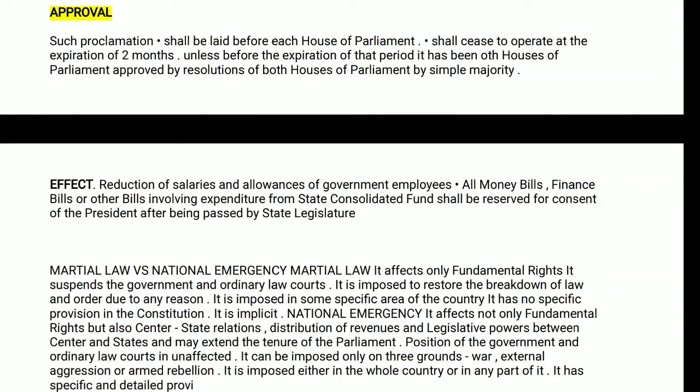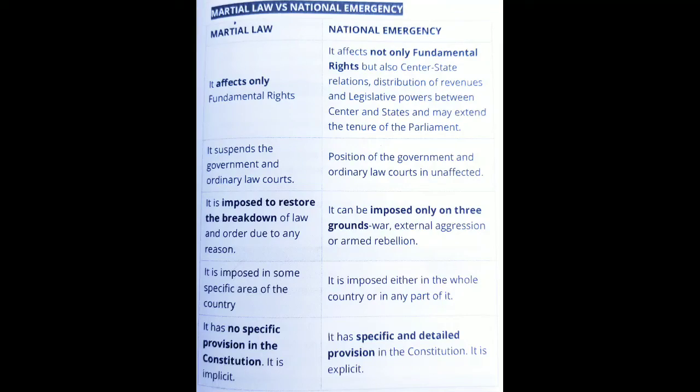Let's discuss the major differences between martial law and national emergency. Martial law affects only fundamental rights, and national emergency affects not only fundamental rights but also center-state relations, distribution of the revenues, and legislative powers between center and states, and may extend the tenure of Parliament. Martial law suspends the government and ordinary law courts, but in a national emergency the position of the government and ordinary law courts is unaffected.